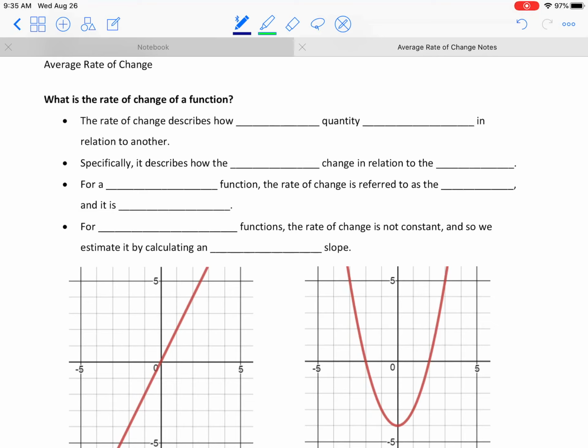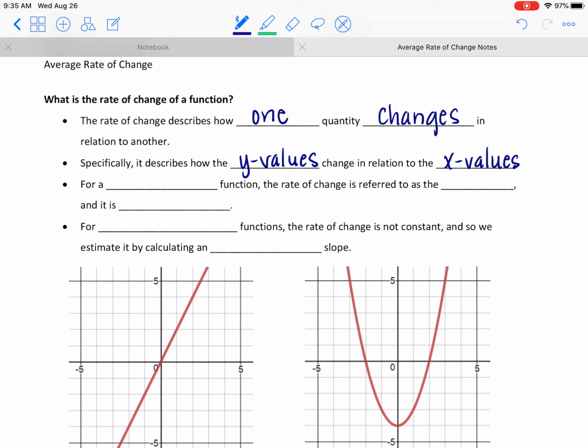So the rate of change just describes how one quantity changes in relation to another. Specifically, or I guess we could say generally, if we don't have any context to tell us what the two quantities are, if we just say here's a function with x's and y's, our rate of change would be describing how the y values are changing with respect to the x values.